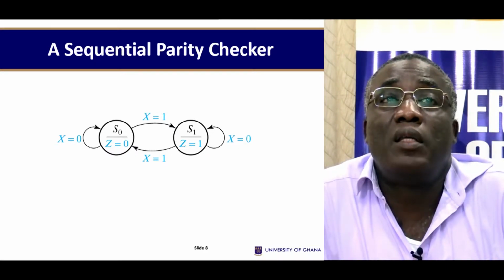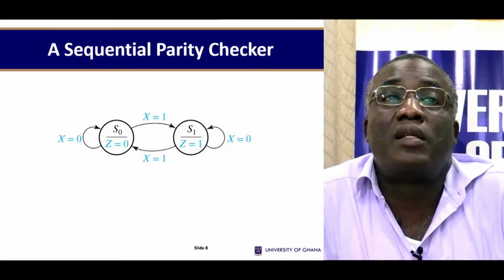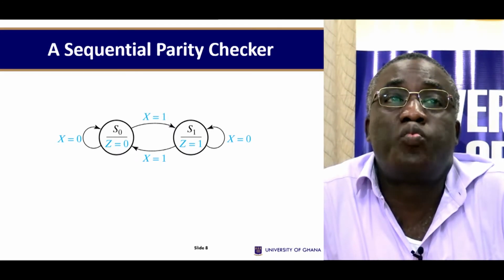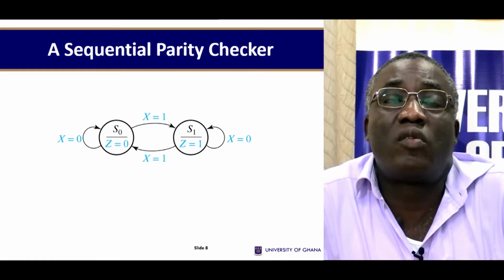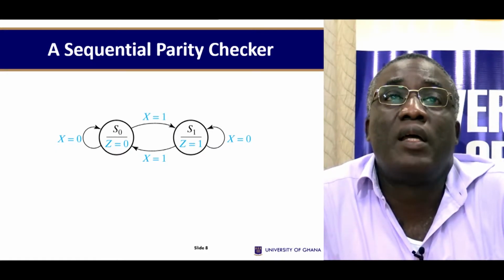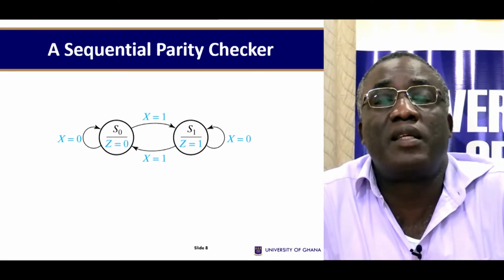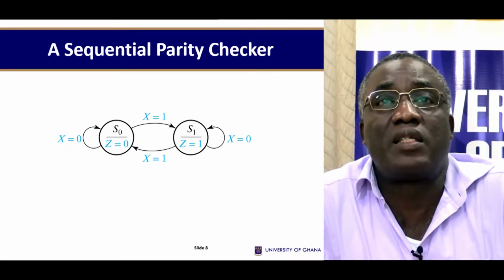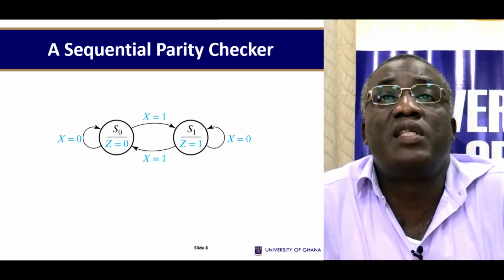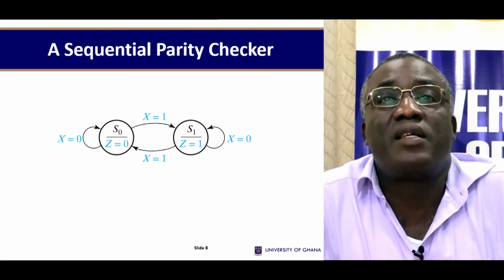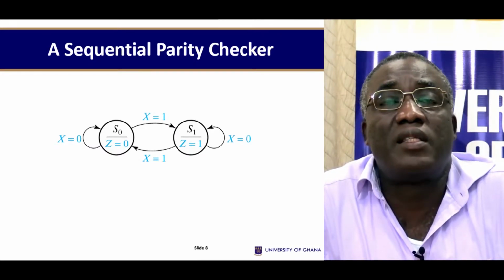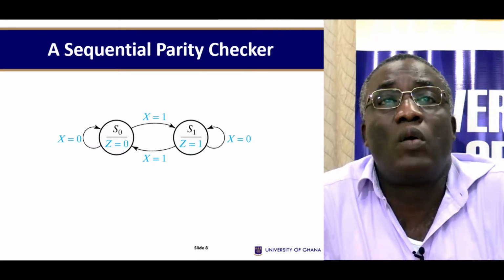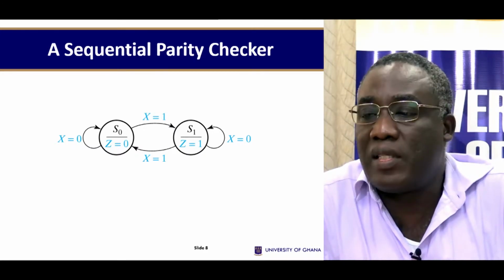If you are in state 0 and the input is 0, then you remain in that state, because the total number of ones is still the same. Now, if you're in this state and you receive a 1, then you move to the next state because the total number of 1s has changed. Then if you're in that state and you receive a 0, you remain in that state because the total number of 1s will be unchanged. Now, if you're in state 1 and you receive a 1, then you have to go back into state 0.